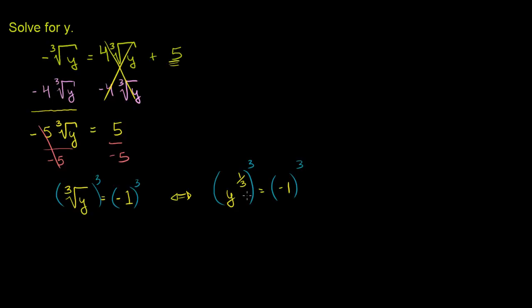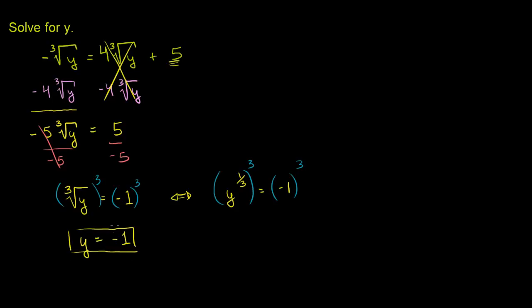And you can see here, y to the 1/3 and then to the third, that's like saying y to the 1/3 times 3 power, or y to the first power. That's the whole point of it. If you take the cube root of y to the third power, that's just going to be y. So the left-hand side becomes y. And then the right-hand side, what's -1 to the third power? -1 times -1 is 1, times -1 again is -1. So we get y is equal to -1 as our solution.